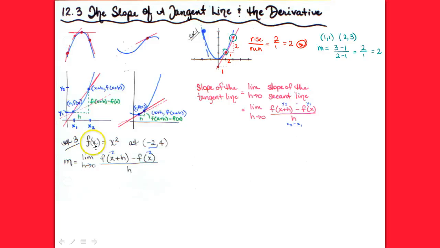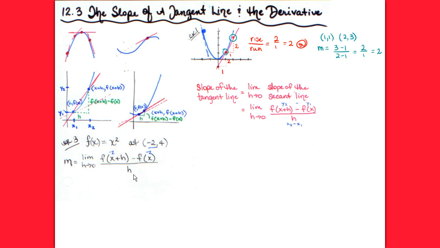Example 3, they give me f of x is equal to x squared at the point negative 2, 4. And they say find the slope of the tangent line at the point negative 2, 4. Same thing as finding the slope of the tangent line at the point negative 2, 4. So if I want to find the slope of the tangent line, I'm going to do the limit of the slope of the secant line. So I'm going to do the limit of f of x plus h minus f of x divided by h.